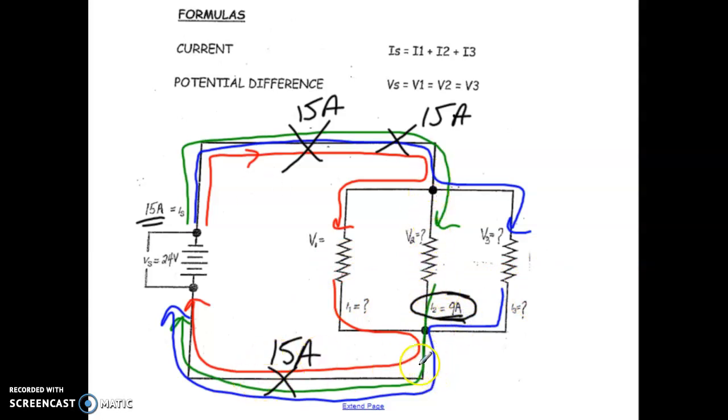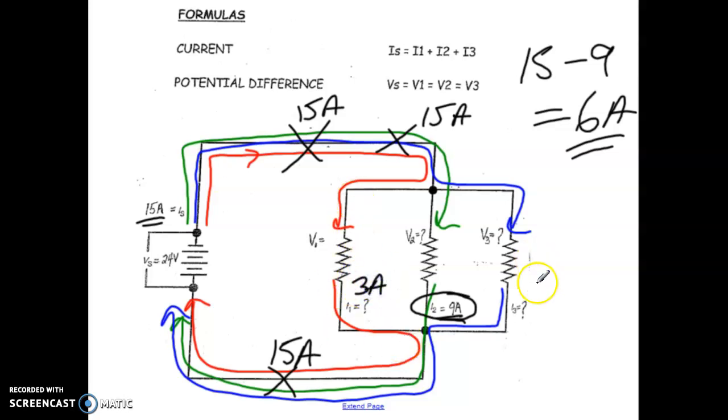So you're probably wondering, okay, let's say, 15 minus 9, I have 6 amps left over. But there are 2 pathways. So because we don't have any other information to go by, you would assume that 3 amps would go to the red and 3 amps would go to the blue. So notice 3, 9, and 3 all add up to 15.